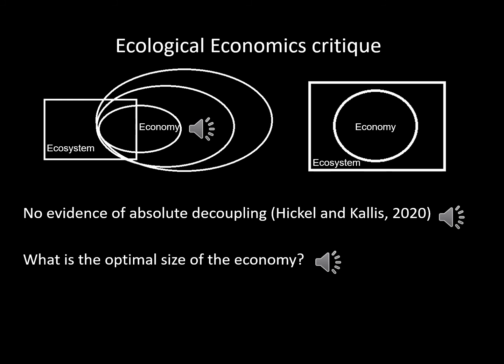Due to its negligence of absolute scarcity, neoclassical economics is unable to give an answer to the question, what is the optimal size of the economy? The neoclassical answer is only bigger. Yet the question seems to have become increasingly relevant in our time of ecological overshoot. And to most non-economists, smaller seems like a more sensible answer.